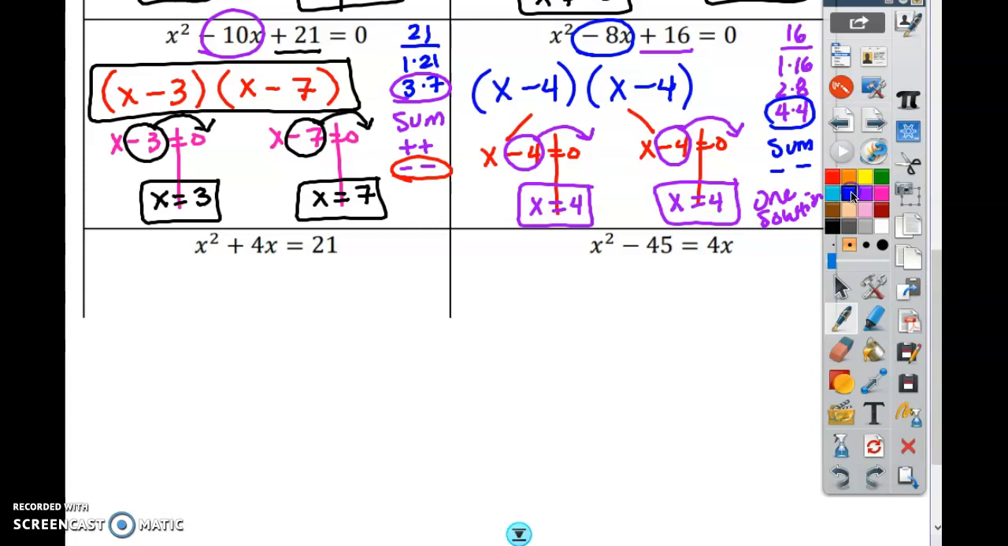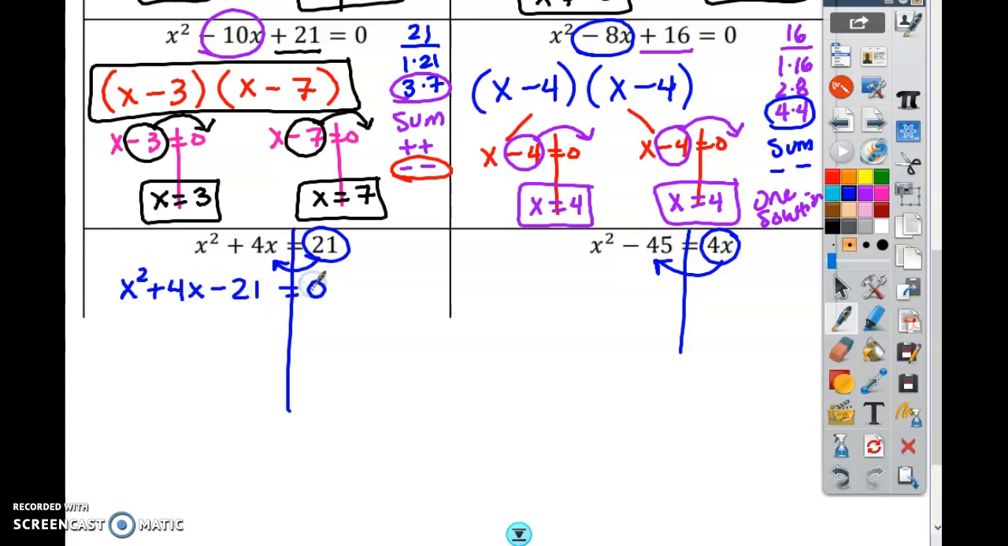Okay? One solution. All right, the bottom 2. I need to help you with those because they're not ready. How are they not ready? This needs to move back over here. Okay? Over here, same thing. This needs to move back over here. Everything needs to be on the same side. Todo tiene que estar en el mismo lado. So when I move this over, what happens? The sign changes. It becomes negative. So I have, write this down, x squared plus 4x minus 21 equals 0. And it's ready. Now it's ready.